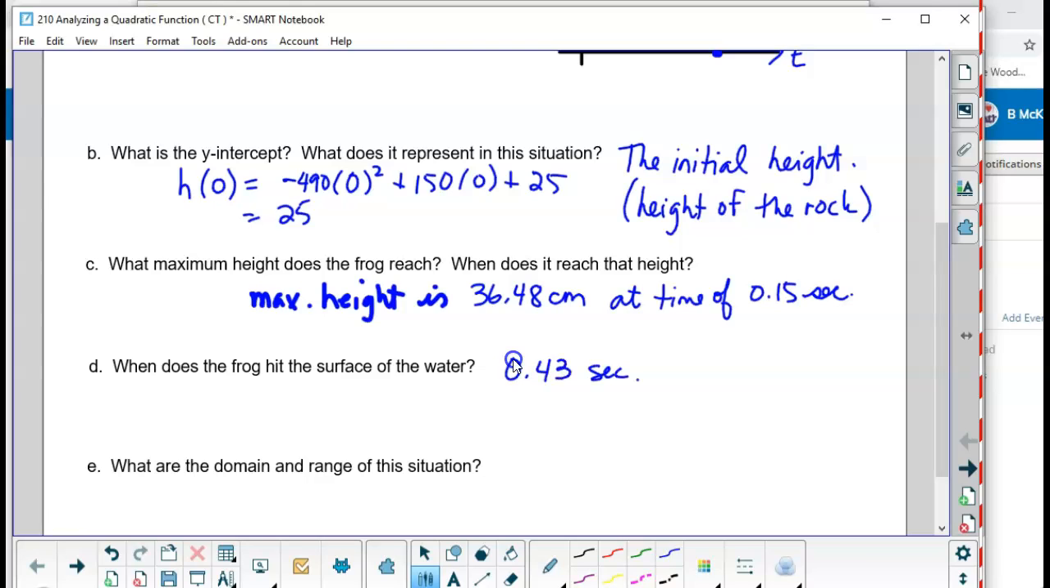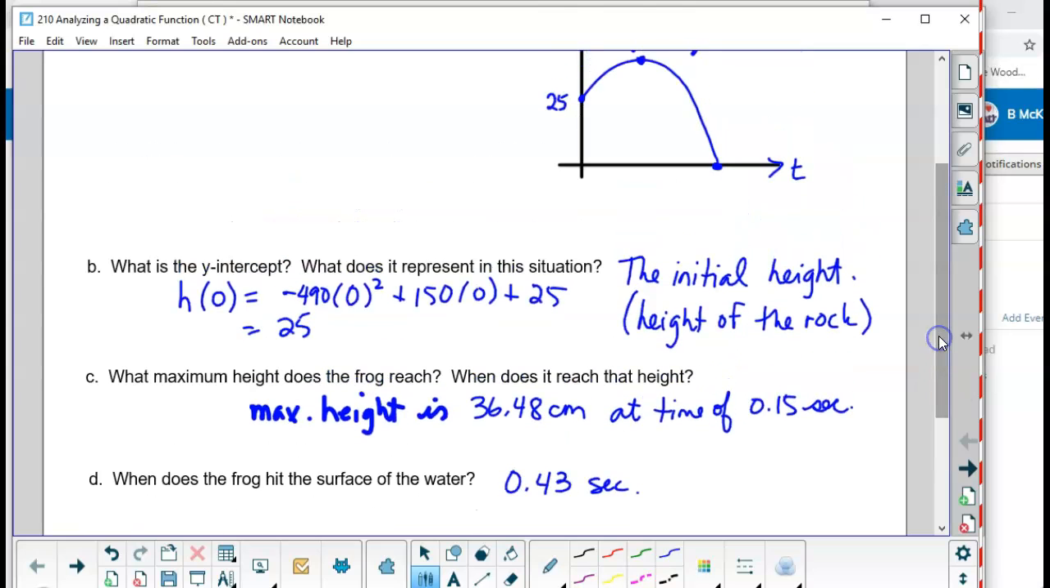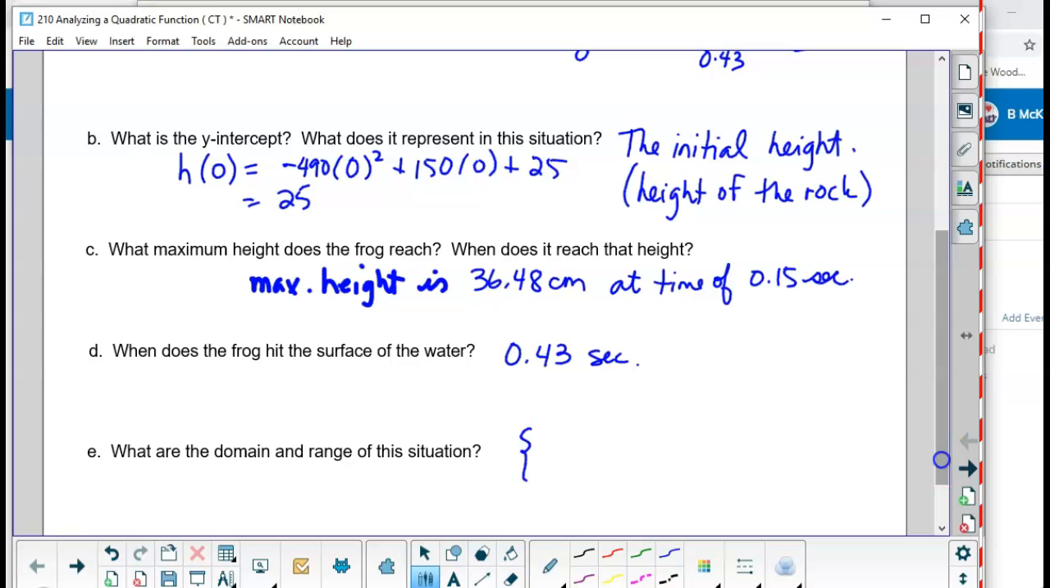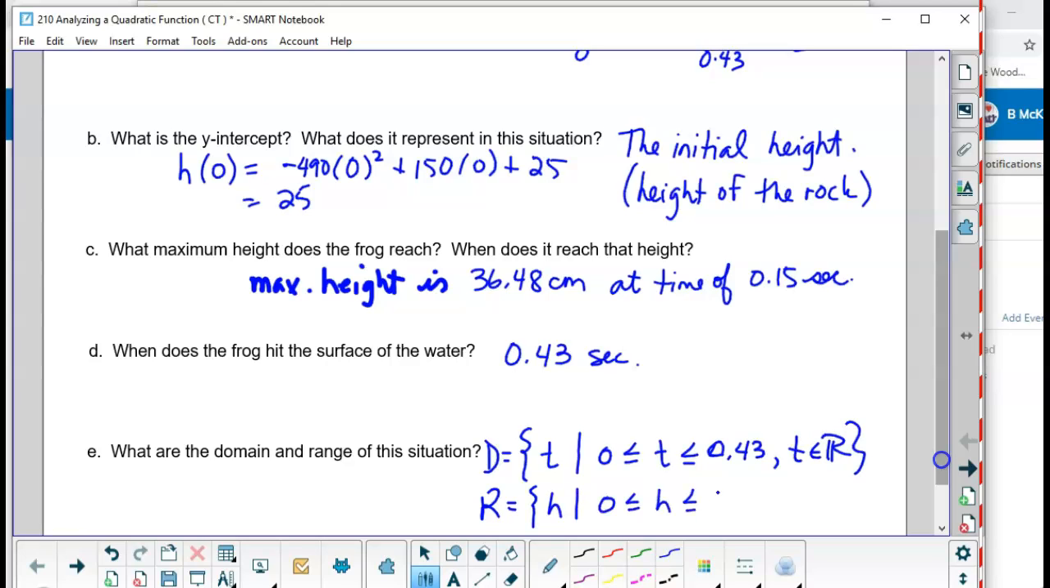Okay, what are the domain and range of this situation? So I better label 0.43 here. So the domain is between 0 and 0.43, and this is for time. And range is the height. And that's from 0 to that maximum height, which was 36.48.